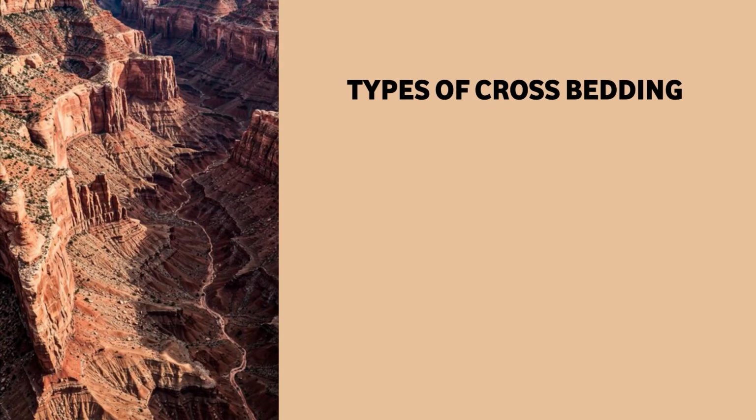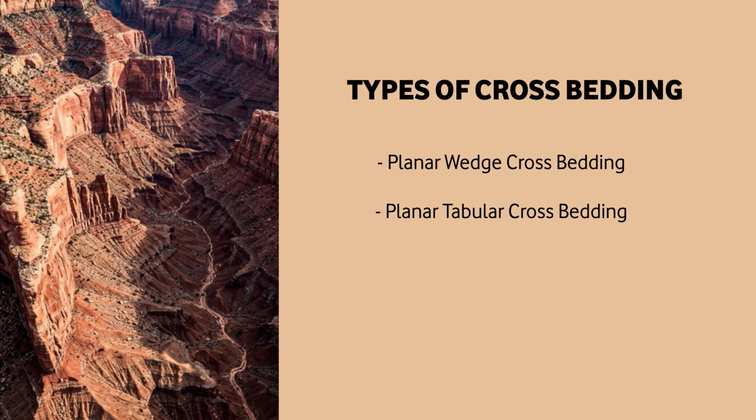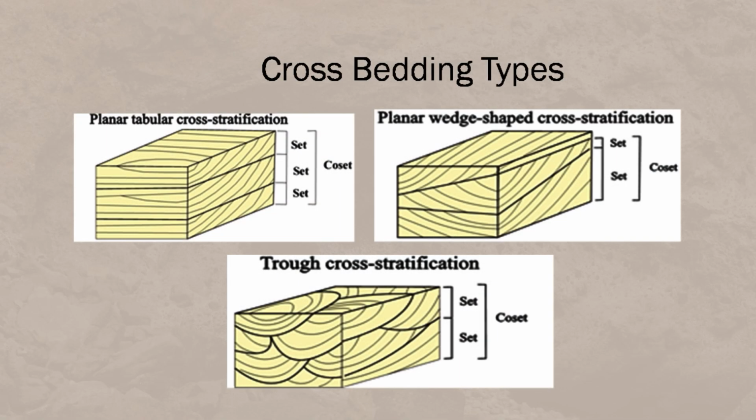On the basis of shape, the cross beddings are of three types: planar wedge cross bedding, planar tabular cross bedding, and lensoid trough cross bedding. This is all shown diagrammatically. The left side is the planar tabular cross bedding, on the right side is the planar wedge-shaped cross bedding, and the third one is the trough cross bedding.